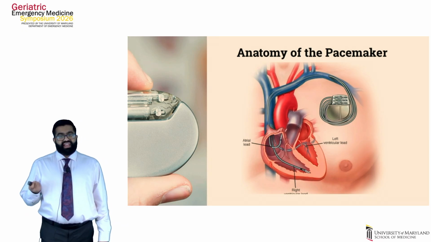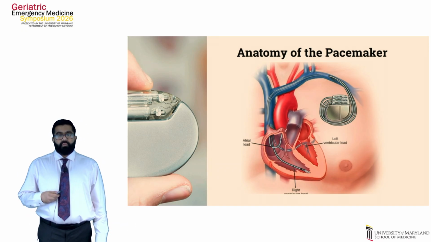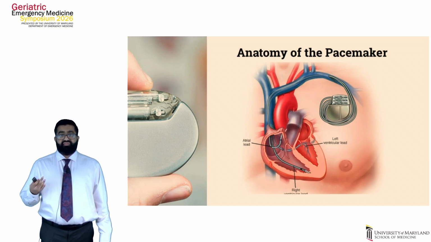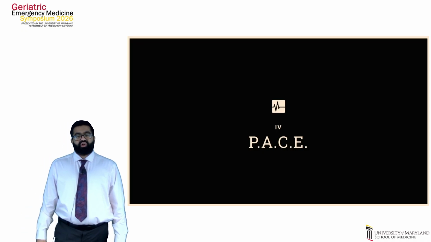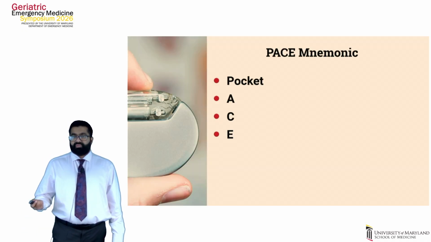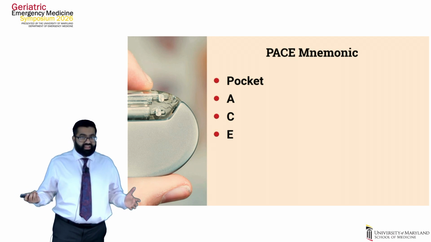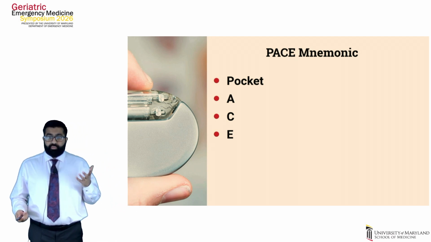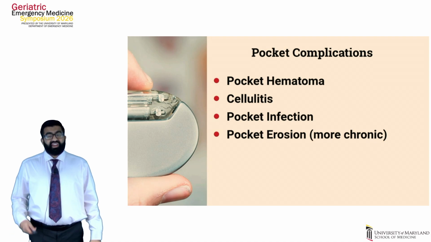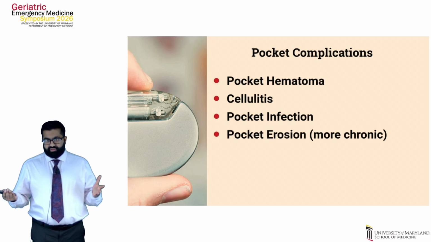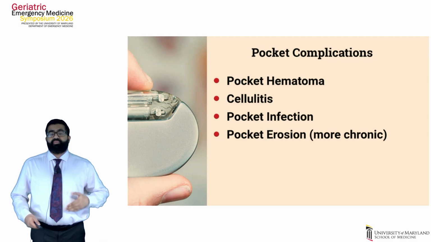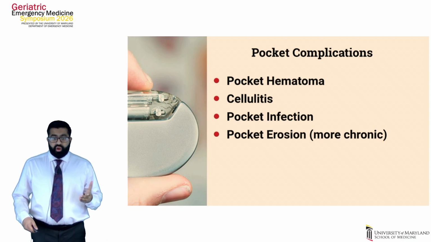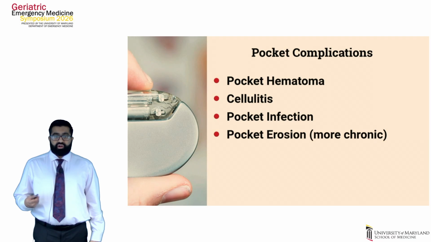Make special note the area of access. A majority of these are subclavian vein access, which will come up in future slides. So on to our PACE mnemonic. Let's go ahead and get started with the pocket. What is the pocket? The pocket is where the pulse generator or the battery resides. And you can have a bunch of complications with the pocket. Really, it's bleeding and infection. You can have a pocket hematoma, you can have overlying cellulitis, deeper space infection, a pocket infection, or even deeper, endocarditis of the leads.